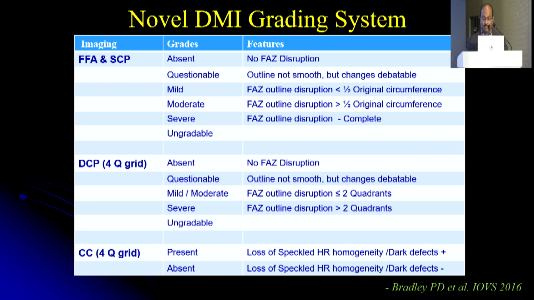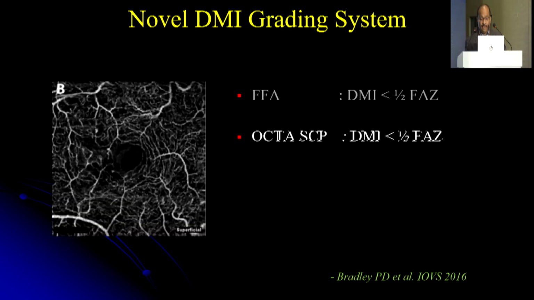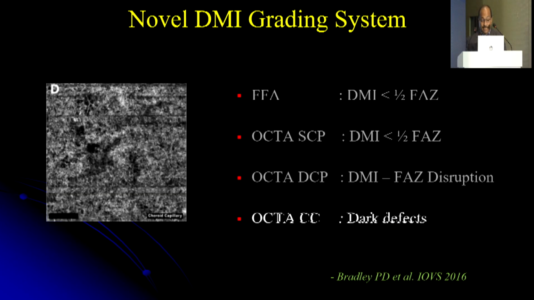Then you said macular ischemia was there at the choroidal level. So this is just an example to show what they mean. This is FFA, which showed diabetic macular ischemia less than half of the FAZ. OCTA SCP correspondingly had the same DMI, less than half FAZ. So based on these two, there was mild moderate ischemia in the superficial layers. The DCP showed FAZ disruption. In the subsequent slide, I'll show you how they graded it. On OCTA of the choriocapillaris there were dark defects, so they concluded there was ischemia at the choroidal level.